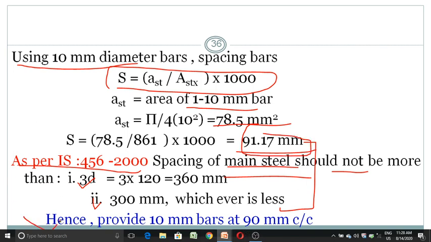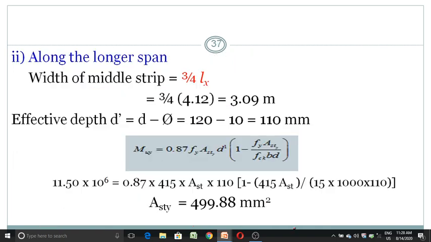Hence, provide 10 mm bars at 90 mm center to center. Similarly, along the y direction, the longer span direction, we have to calculate. The middle strip width along the y direction is 3/4 of Lx, that will be 3.09 meter, and the effective depth is the effective depth along the x direction minus the diameter of bar, that is 120 minus 10, which is 110 mm.